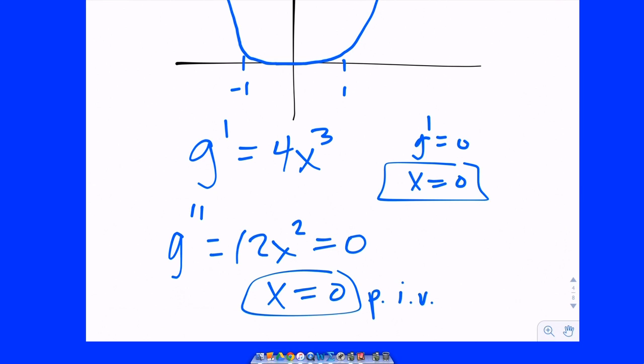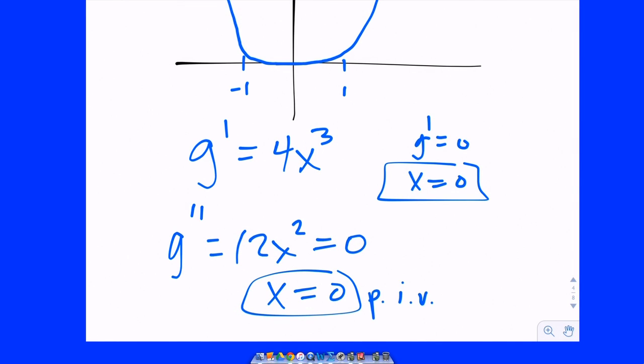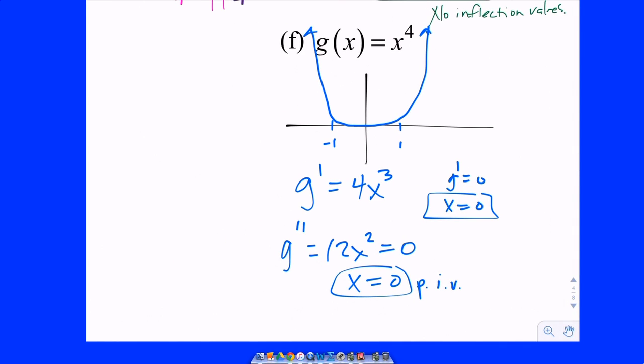Is every PIV an actual IV? Is every critical value a local max or min? No. We saw a PIV in the warm-up that wasn't an actual IV. Here's another one. If you were actually to do the number line chart, you would see that G double prime is positive on both sides. In fact, G double prime is positive for all x not equal to 0. So here's an example of a value that will come out of the work when you're doing the second derivative, but it's not an actual inflection value. So just keep that in mind.